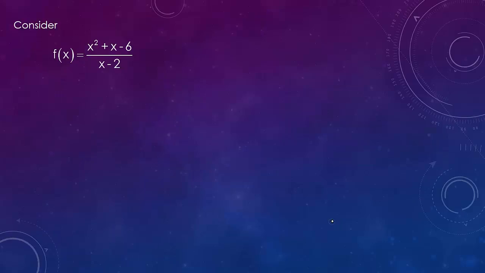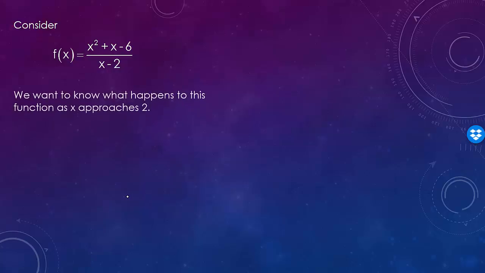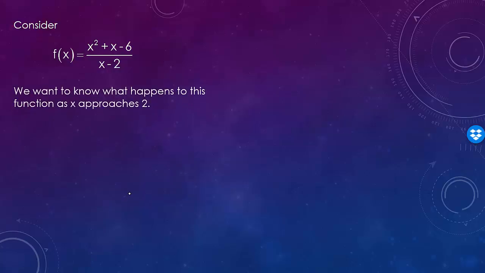Limits. Consider f of x is x squared plus x minus 6 divided by x minus 2. We want to know what happens to this function as x approaches 2. Note that we can't actually make it equal to 2 because of the denominator. We'd be making the denominator 0.